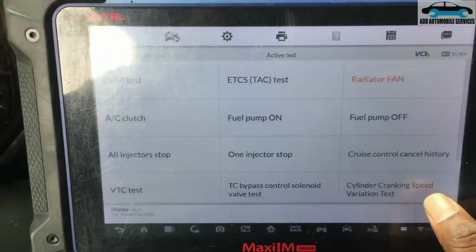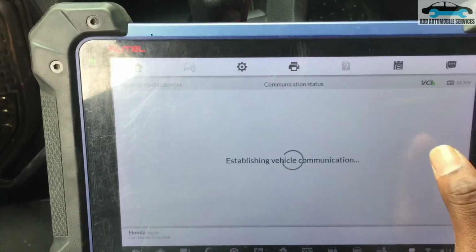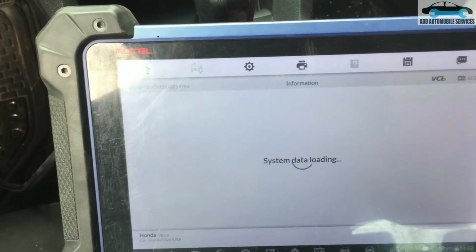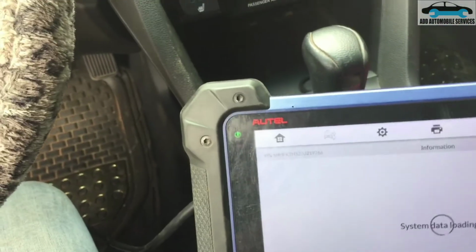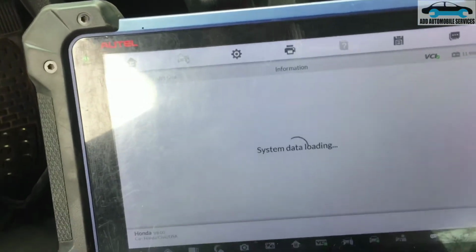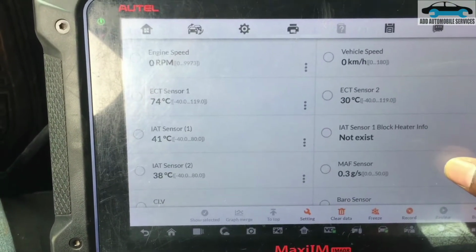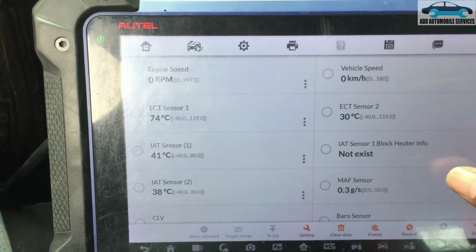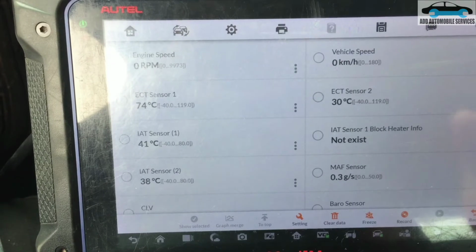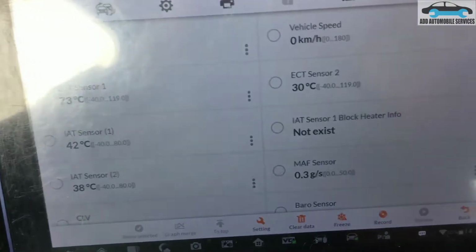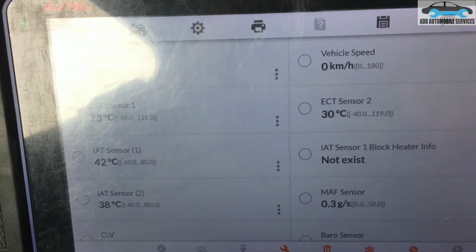So turn it off and check the temperature sensor, engine temperature sensor, and see what's the problem there. And engine temperature sensor 1 and 2 are giving me the right information that I need. So let me check and test on the lower fan and see why it's not blowing.